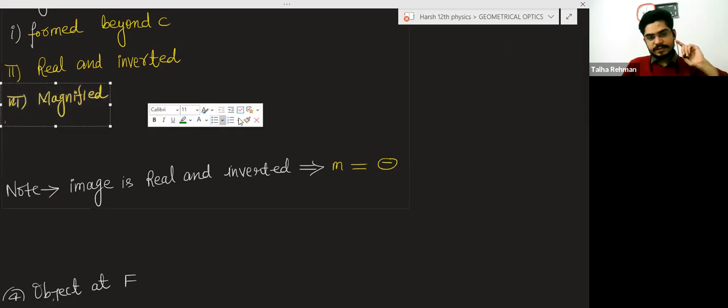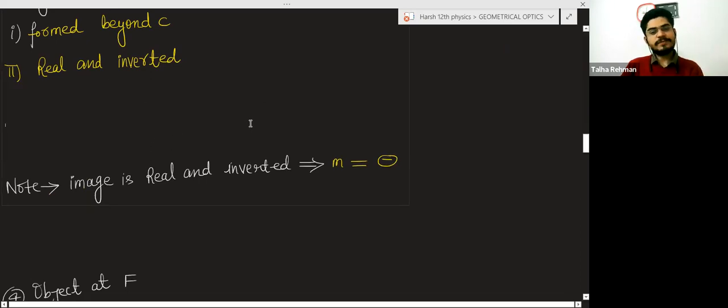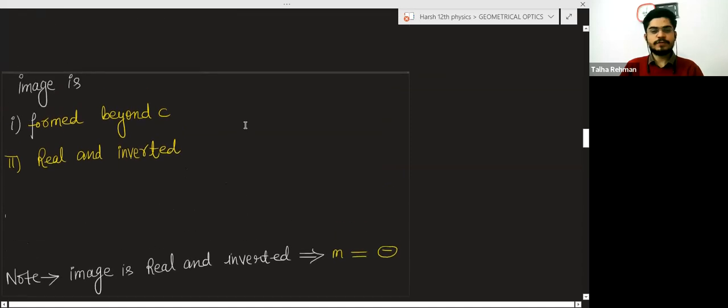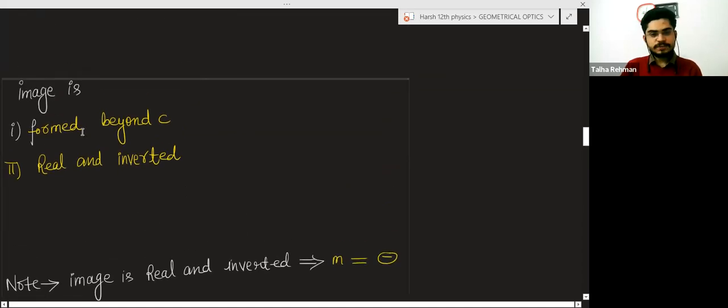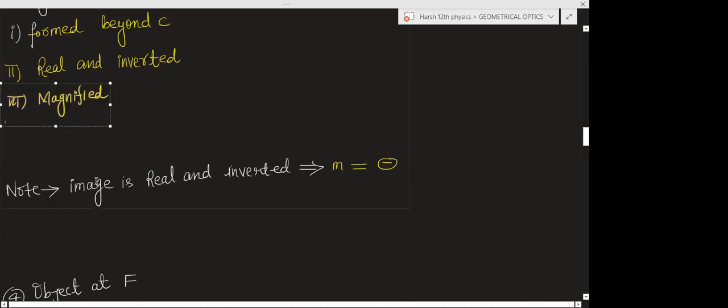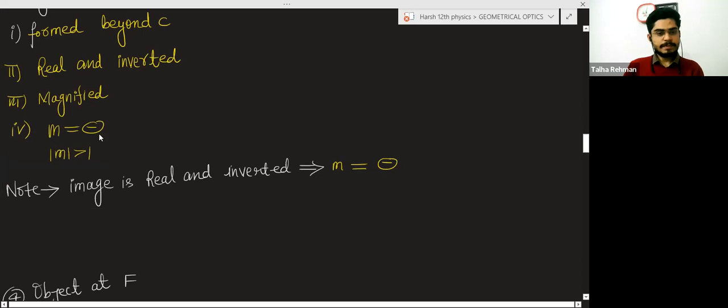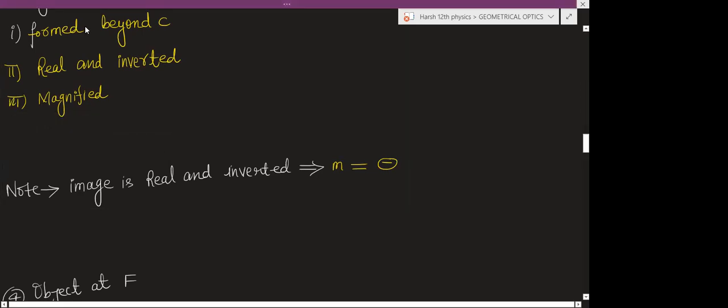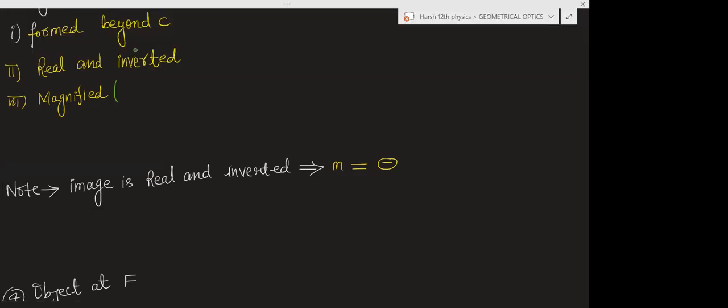Magnification we will discuss later. There will be a separate topic, so then I will discuss what will be the magnification. So the image is formed beyond the center of curvature. It will be real and inverted, and magnified also. Magnified means larger than the object.